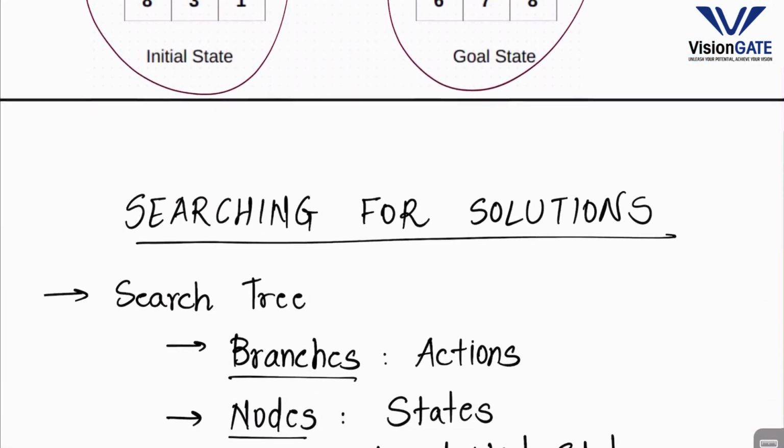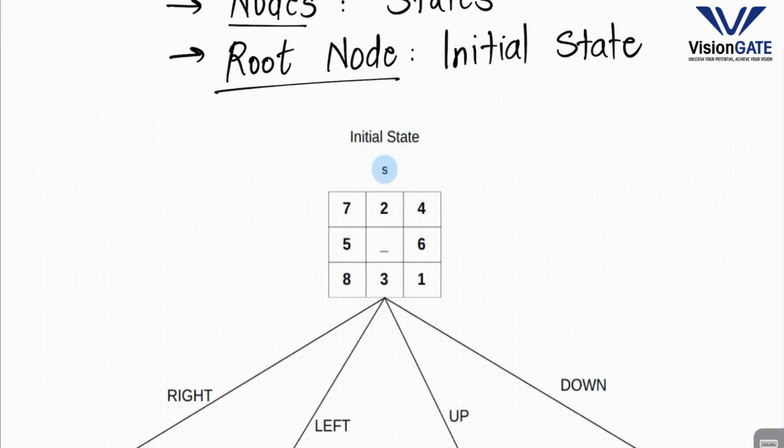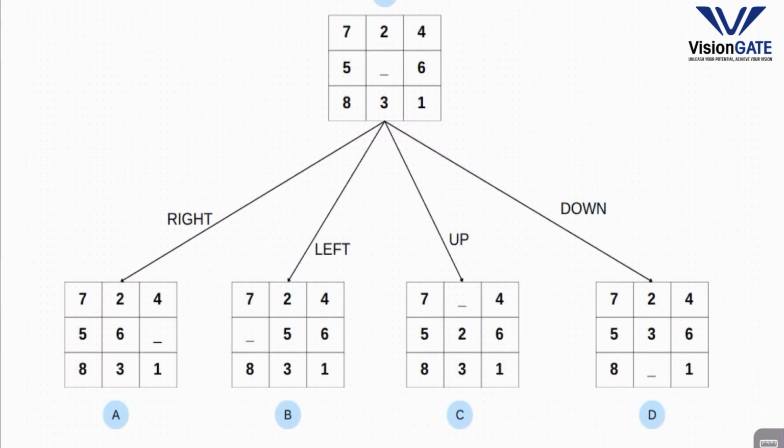The 8 puzzle problem can be represented in the form of a search tree, where the initial state S is the starting configuration. This can be our root node, and the successor states are generated by making valid moves, like sliding the blank space either up, down, left, or right. Each branch in the tree will represent a possible move.